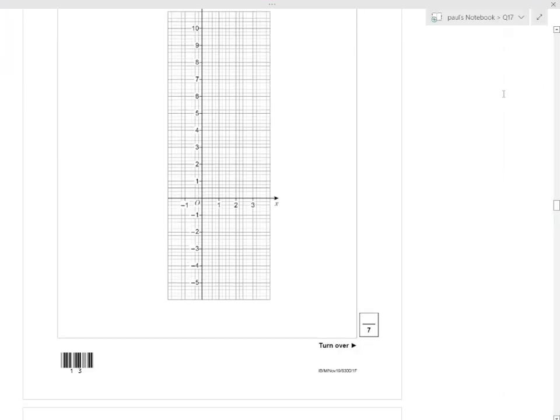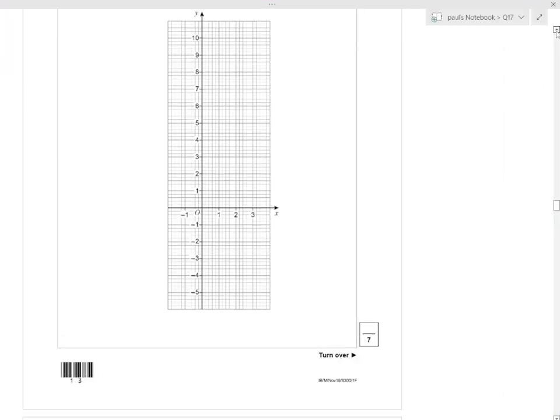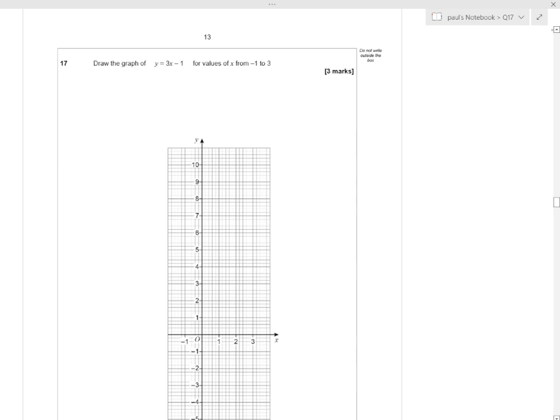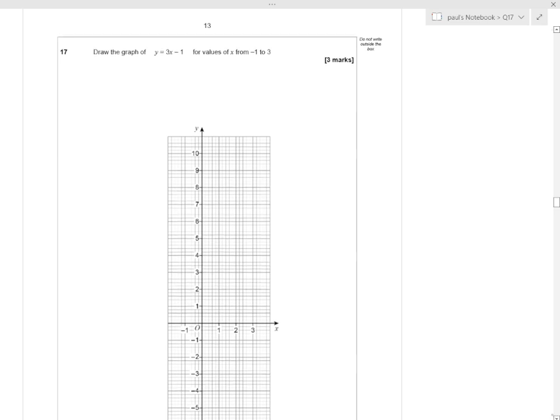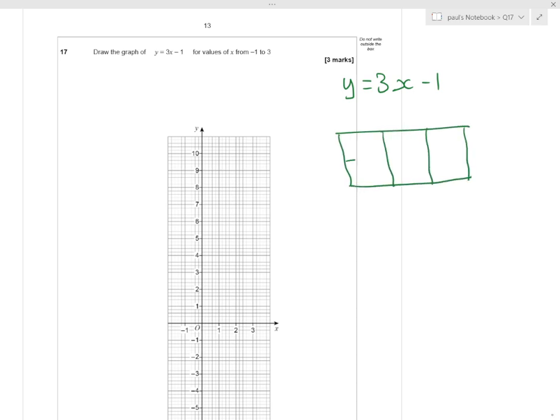So what's question 17? There's a bit of a long one here. Right, it's about this one. So draw the graph of y equals 3x minus 1 for the values from -1 to 3. So -1 to 3 are the ends. So let's write down y equals 3x minus 1. So let's use our little grid. There, and there. And we've got x and we've got y, and 1, 2, 3.